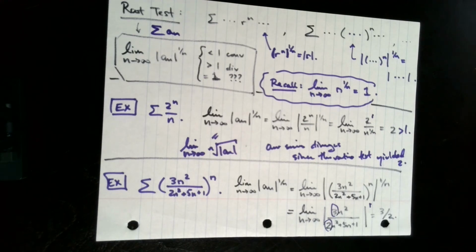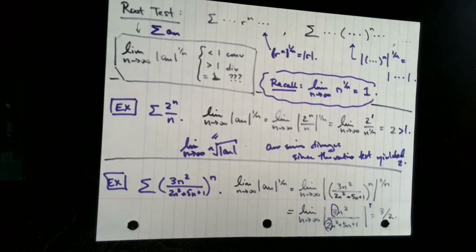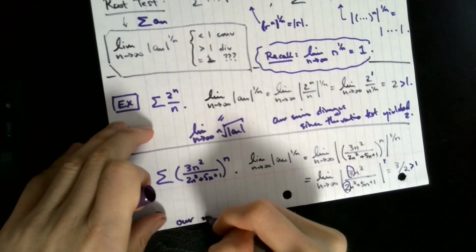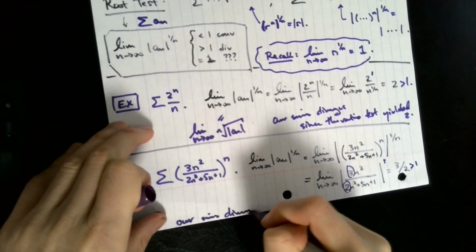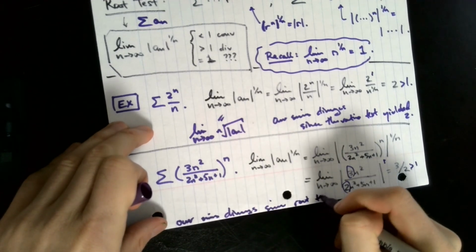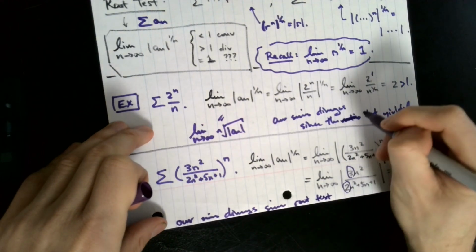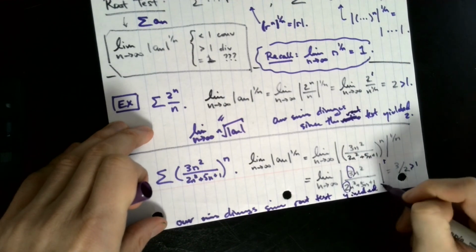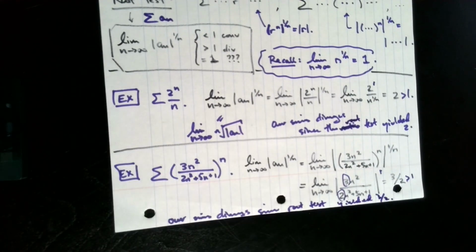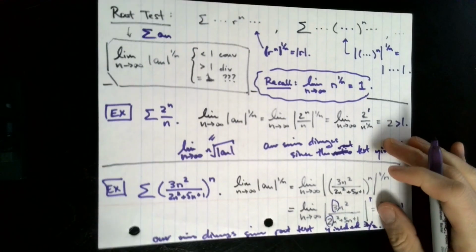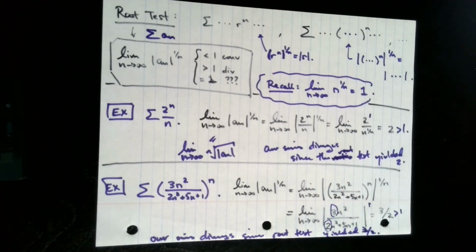Well, if the common ratio in your geometric series is 3/2, that's bigger than 1, you're definitely going to diverge, and here we diverge as well. So since 3/2 is greater than 1, we can say that our series diverges since the root test, oh, I said ratio above, didn't I? Whoops. Since the root test yielded 3/2. And 3/2 is greater than 1, and as a result of our root test yielding a value of greater than 1, we are in the case where our series diverges.